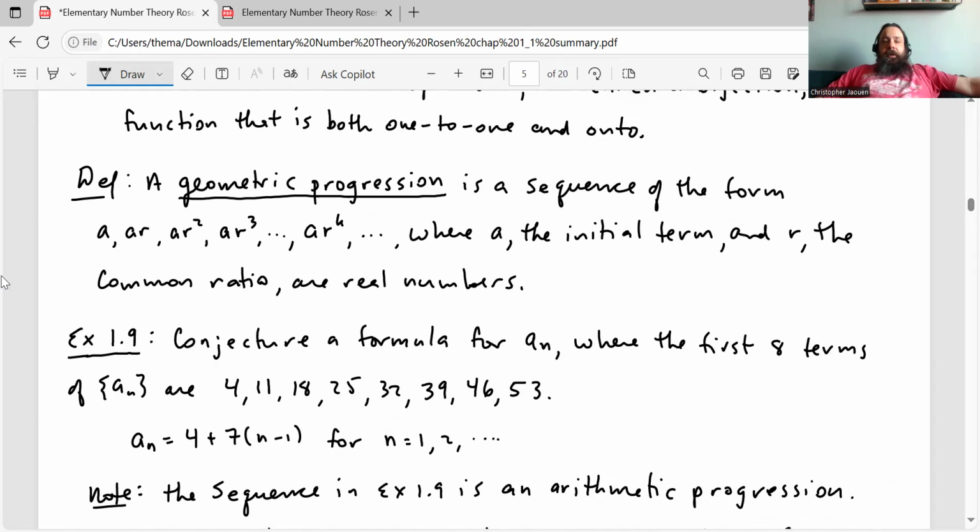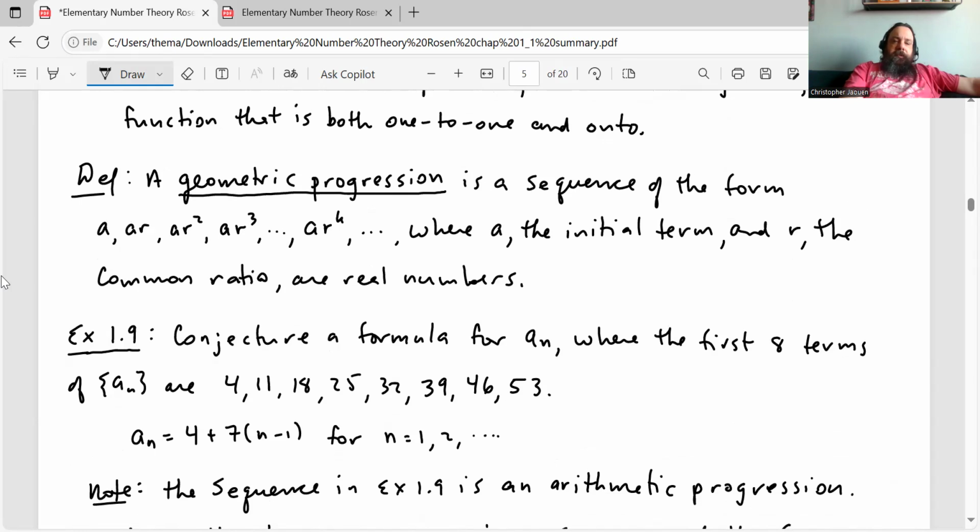All right, and then we get some examples and some definitions. A geometric progression is a sequence of the form a, ar, ar squared, all the way up to ar to the k, and it goes on forever, right? Where a is the initial term and r is the common ratio, both real numbers.